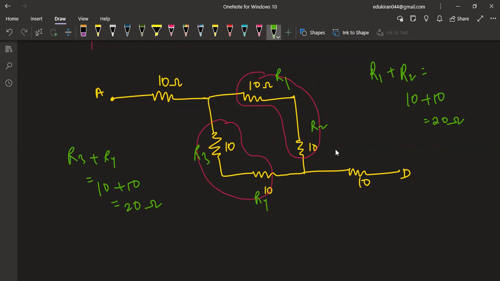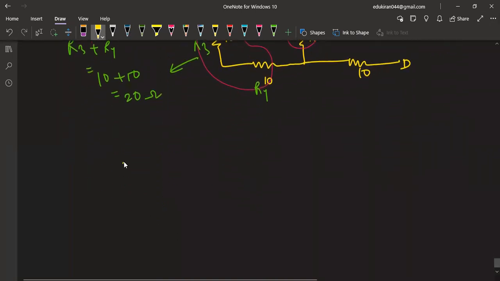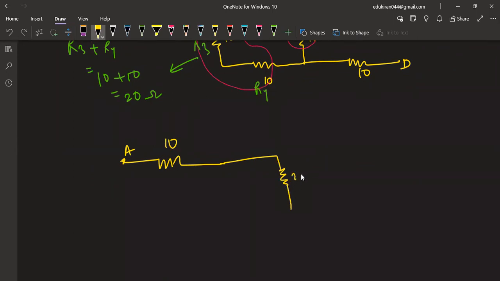Now look here. Just forget these two right now. Instead of this part, I am having one resistor which is 20 ohms. And instead of this part, I am having one resistor which is 20 ohms again. So can I redraw it in this way? This is 10 ohms. This is a point. Here I had, let's say, 20 ohms which we are getting. This is also 20 ohms which we are getting. And this is the 10 ohm connected along with it.